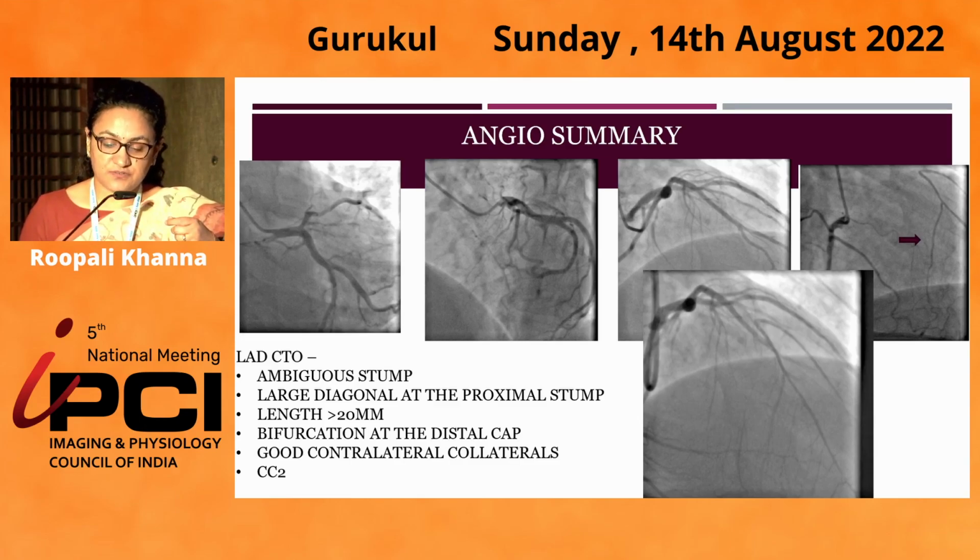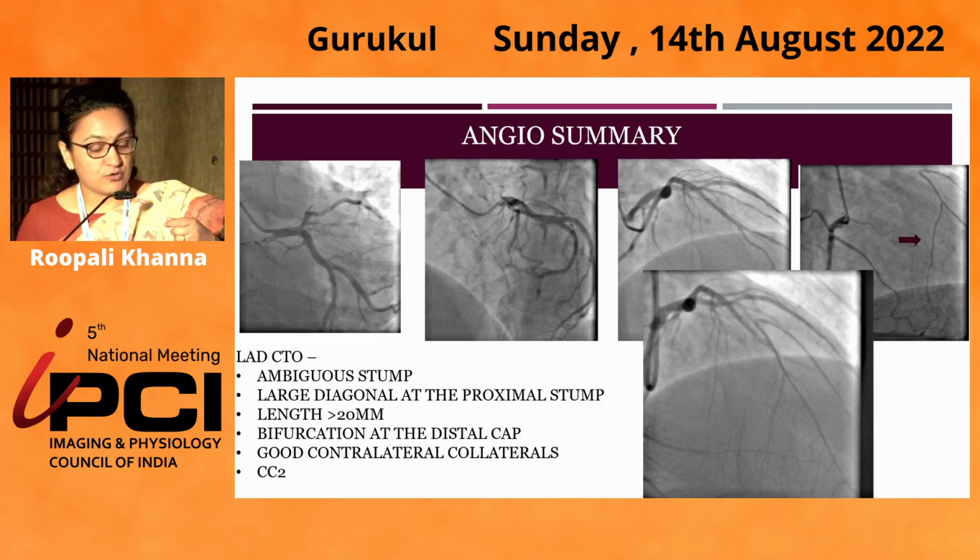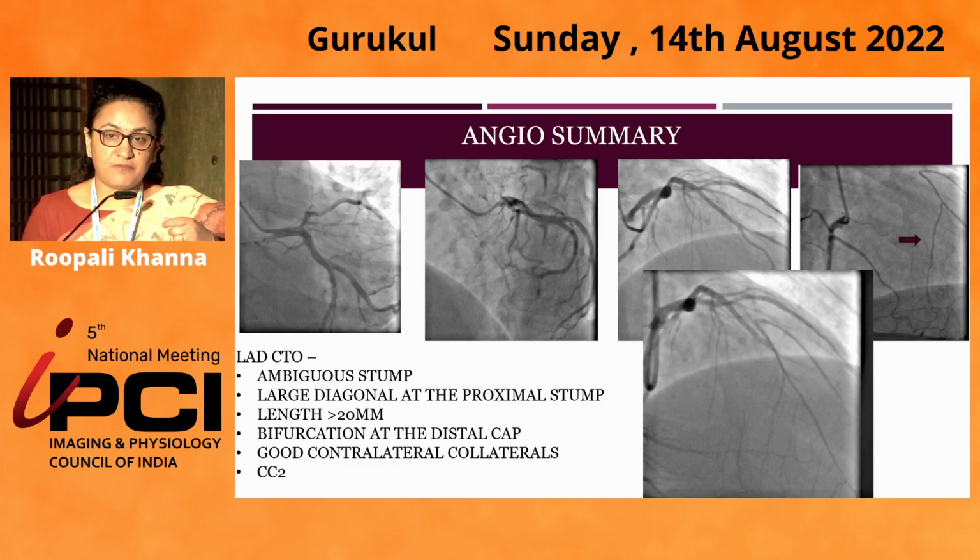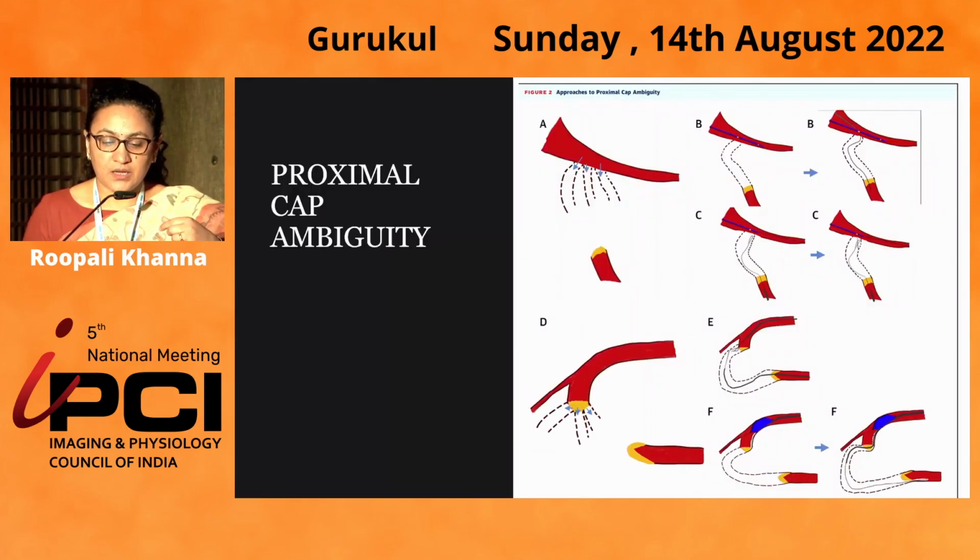The challenges we faced were an ambiguous stump, with a big diagonal at the proximal stump. The length of occlusion was more than 20 millimeter, and there was a bifurcation at the distal cap, which might be a challenge in doing ADR in these cases. There were good contralateral collaterals, so the retrograde approach is good, but the RCA was diseased, and CC2 type collaterals were seen. So this was a case of proximal cap ambiguity.